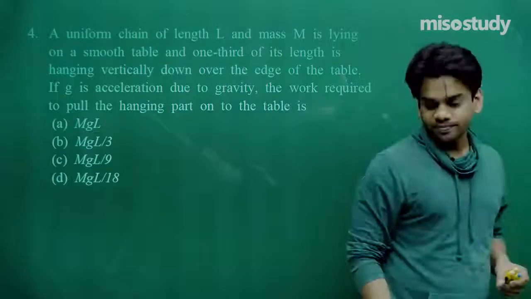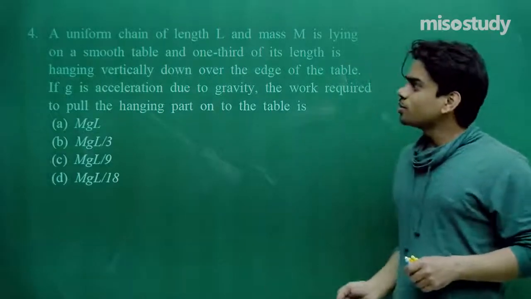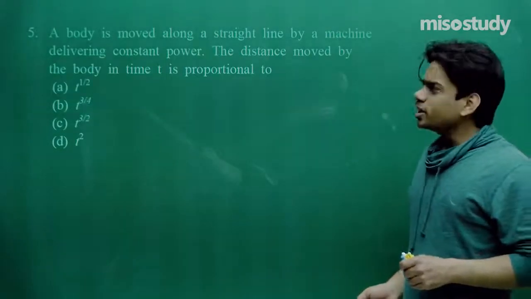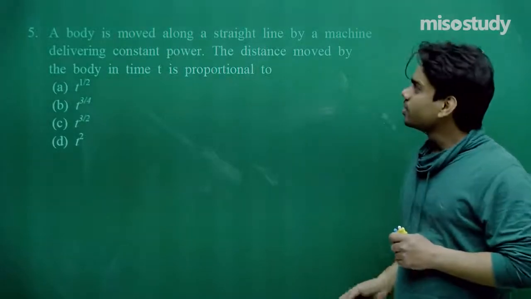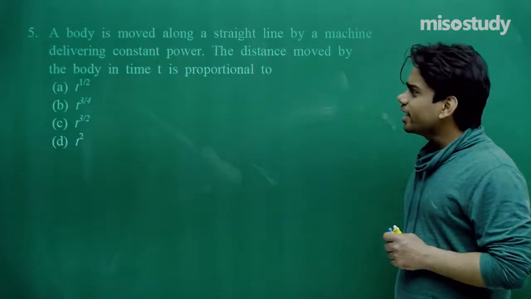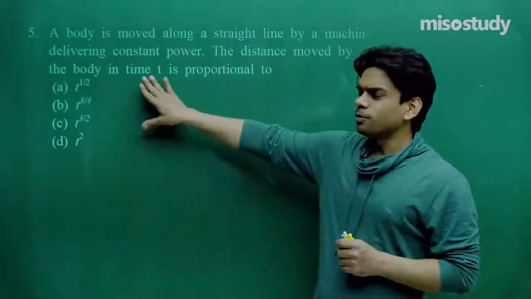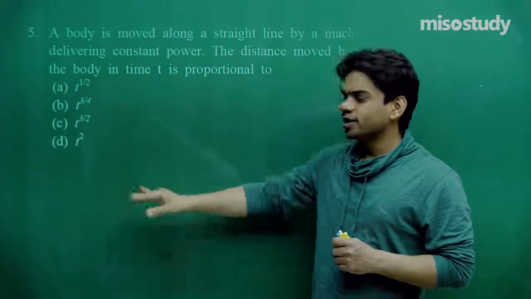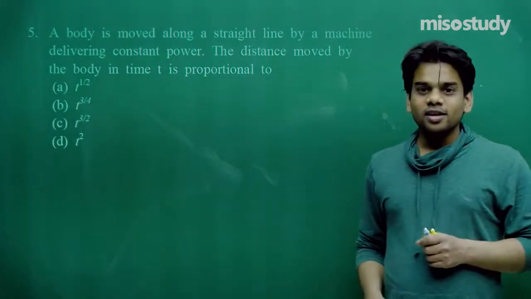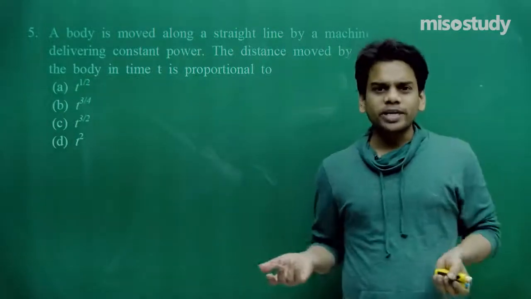The next one, we have question number 5. A body is moved along a straight line by a machine delivering constant power. The distance moved by the body in time t is proportional to A, t to the power half, B, t to the power 3 by 4, C, t to the power 3 by 2, and D, t square. We know that. Now what is power? Power is equal to work done per unit time.